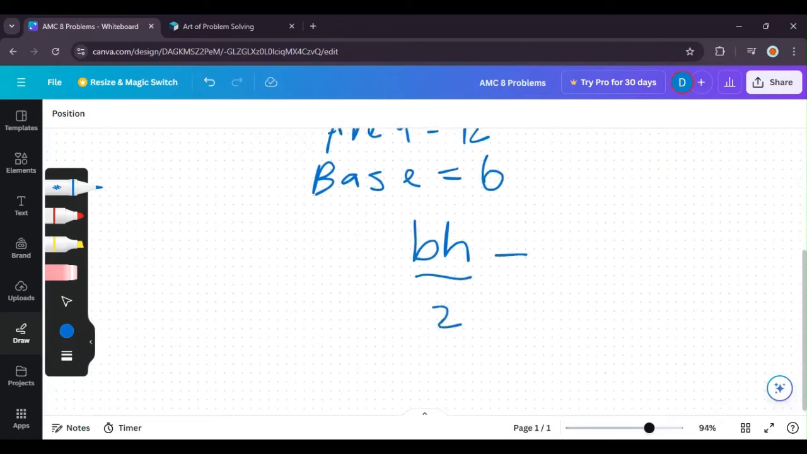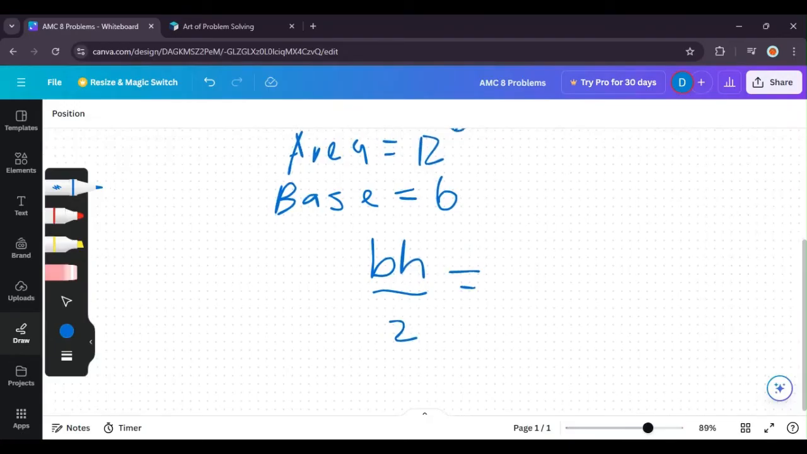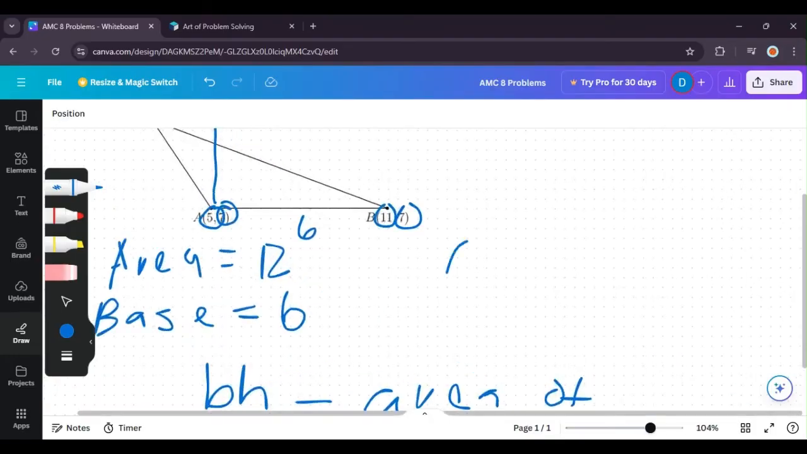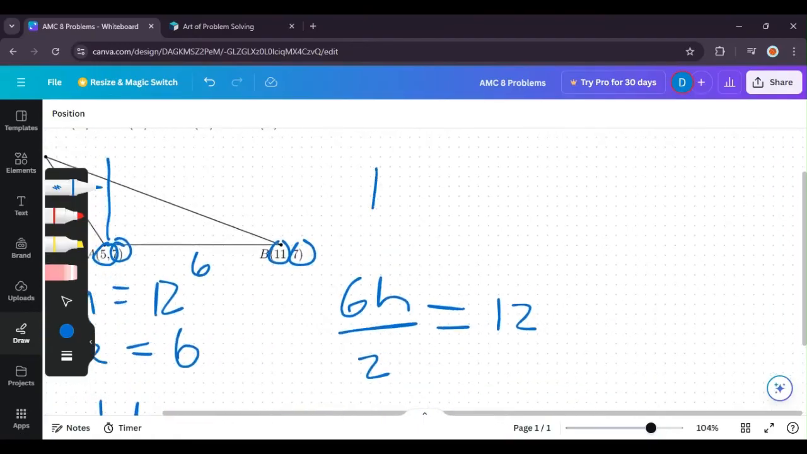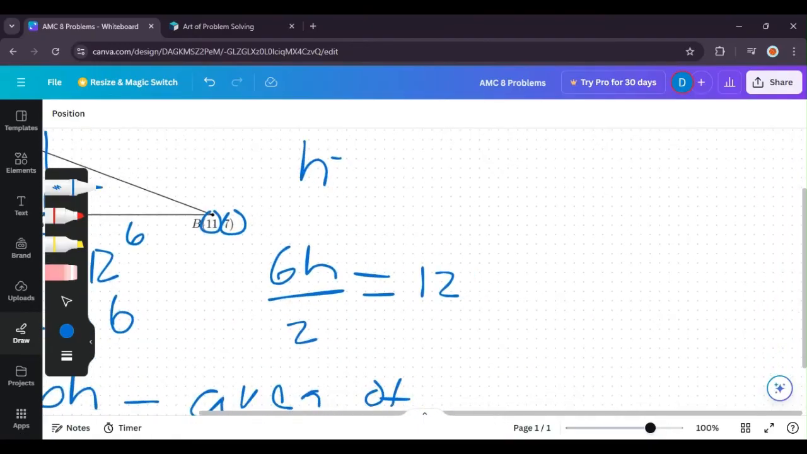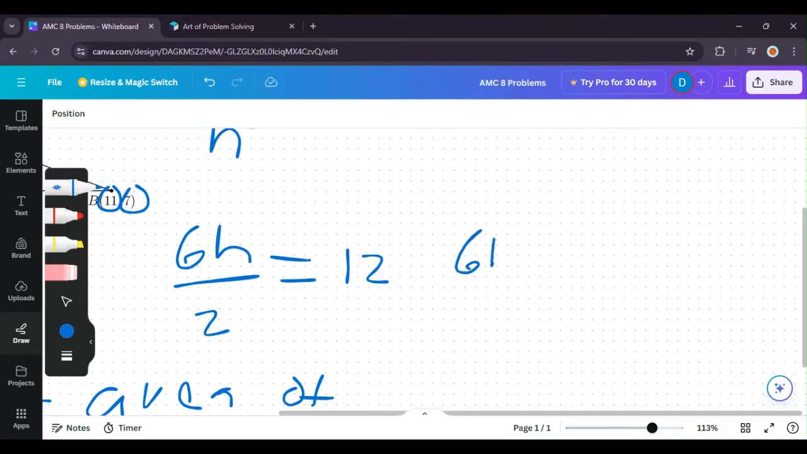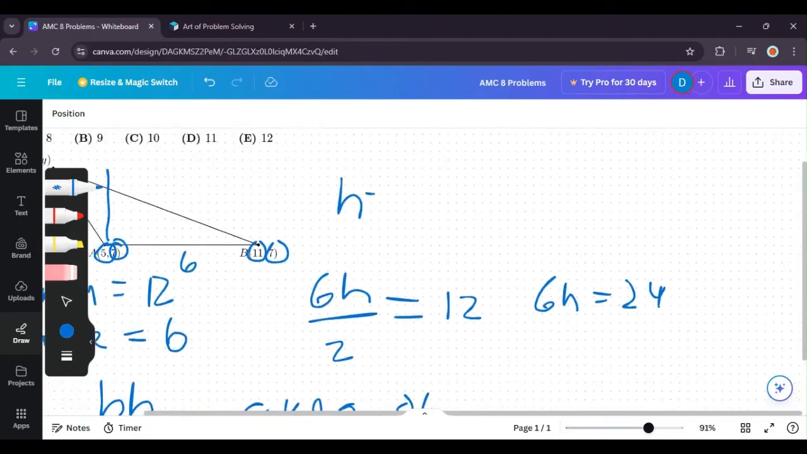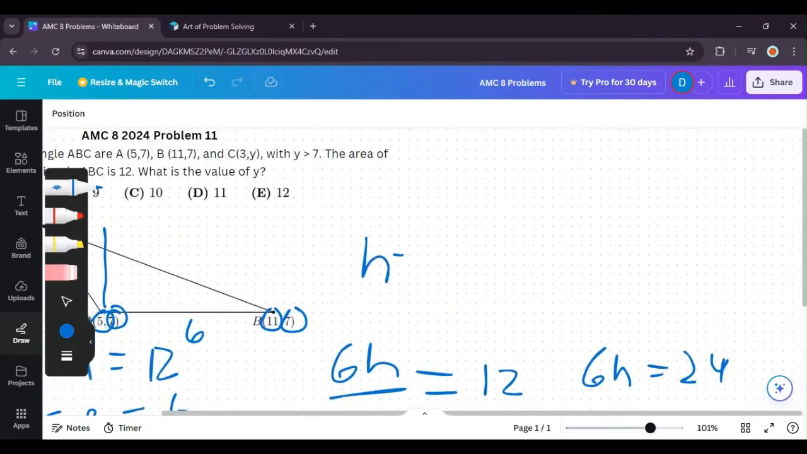So base times height divided by 2 is equal to the area of a triangle, and we can use that to find it. So the base is 6, we're multiplying by the height, and then we're dividing by 2, and that's the area, which is 12. So we can multiply by 2 on both sides. So 6h is equal to 24, and then we divide by 6, so h is equal to 4.